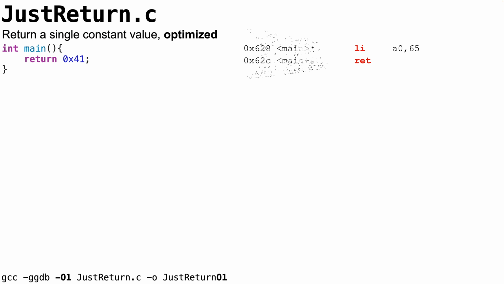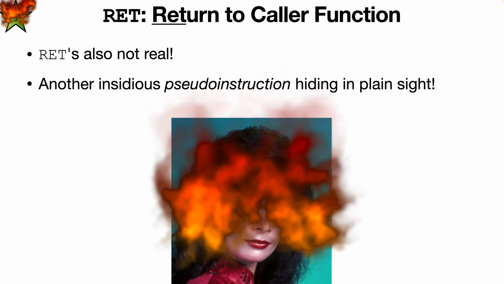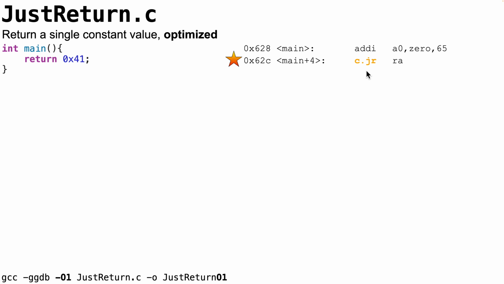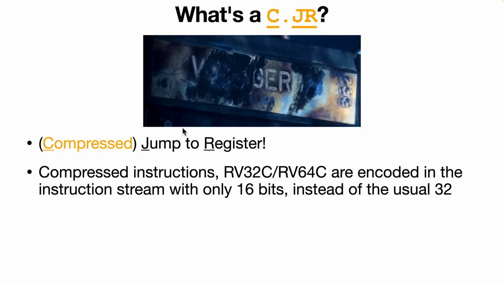Going back to this, rewriting reality again, that ret turned into a c.jr. So this is going to be our first compressed assembly instruction, which we will denote with our nice little yellow turning into orange, representing the increase in heat caused by the compression of this assembly instruction. So ret's not real, it's another insidious pseudo instruction hiding in plain sight. So that is a c.jr, not a ret, but what is a c.jr? I'm glad you asked. It is a compressed jump to register.